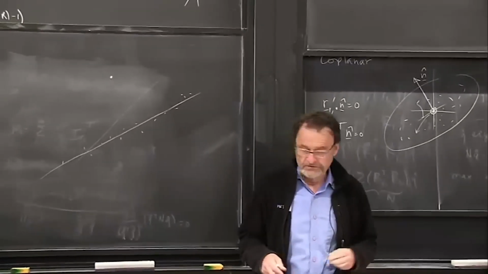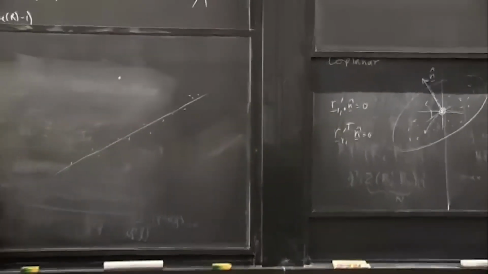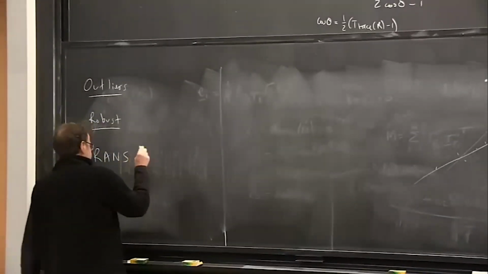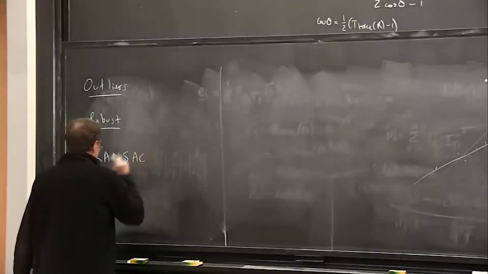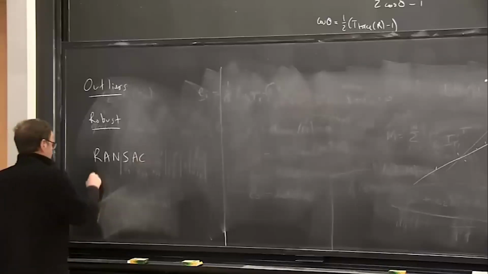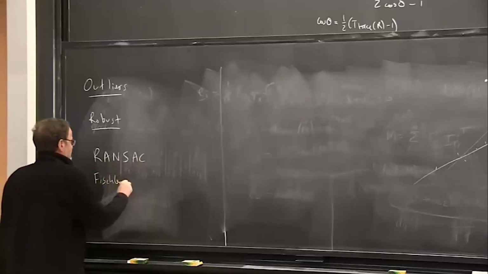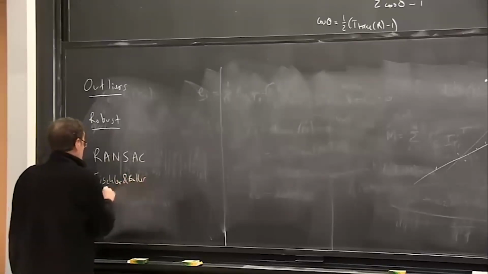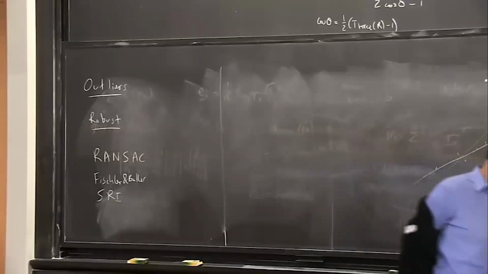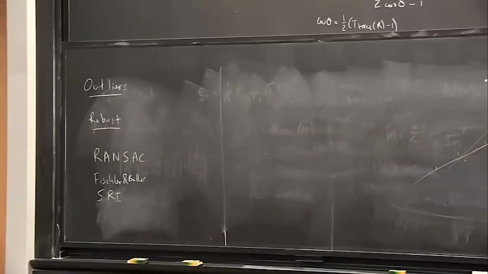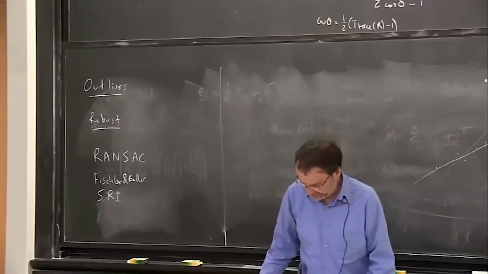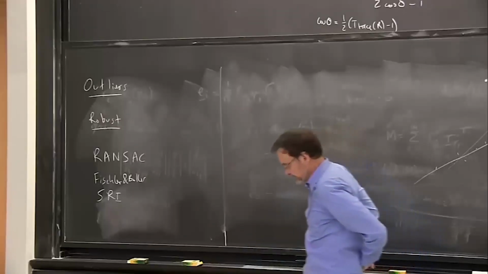Well, there are various approaches. The one I'm going to talk about is called RANSAC, random sample agreement. Fischler and Bolles invented it at SRI, Stanford Research Institute, which is connected to Stanford in some way, although because they do classified work, it's not as intimately connected as, say, CSL. It's more like Lincoln Labs.